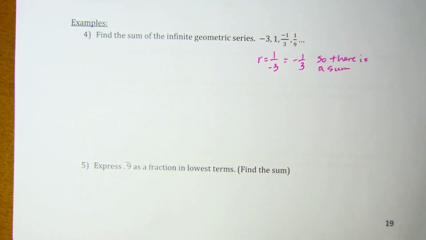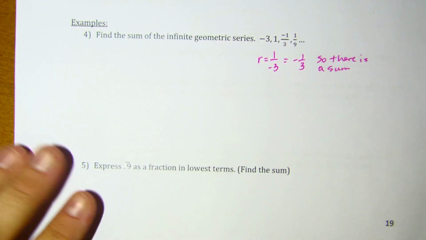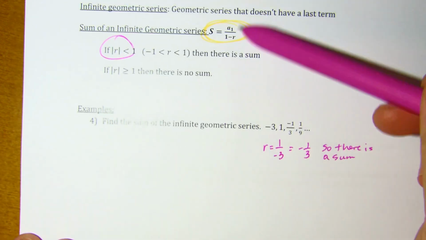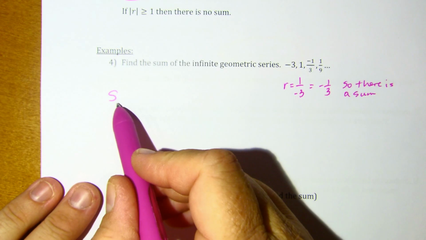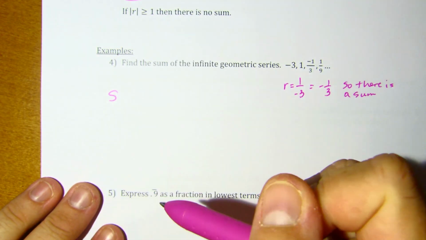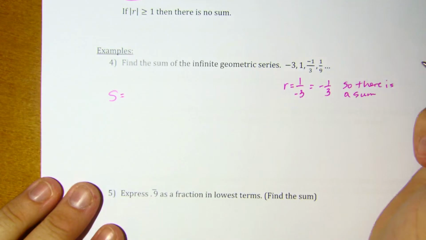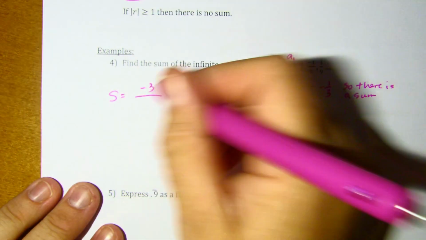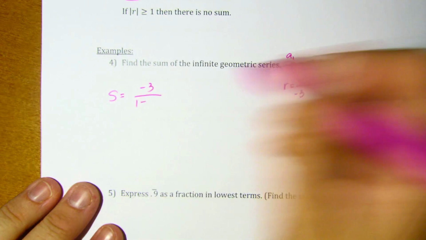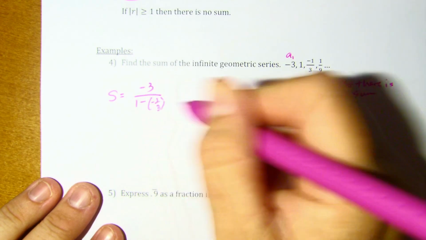And then we can go ahead and use the formula above to find it. So we're using this formula right here. Now notice it doesn't say S sub n because there's not a certain number of terms we're adding up. It's infinitely many terms that we're adding up. A1 is -3, and 1 minus my common ratio, -1/3.